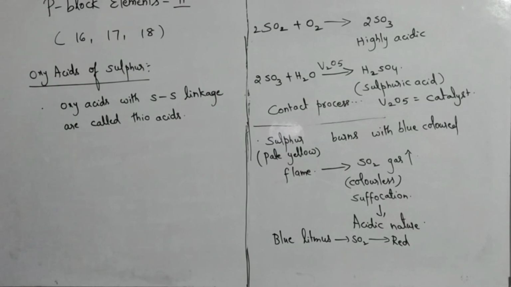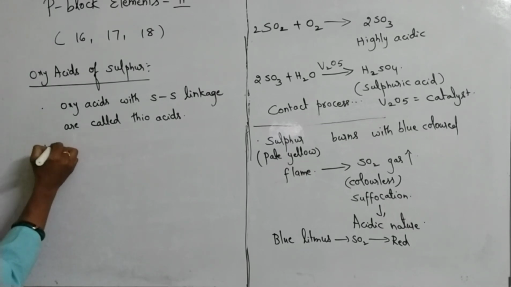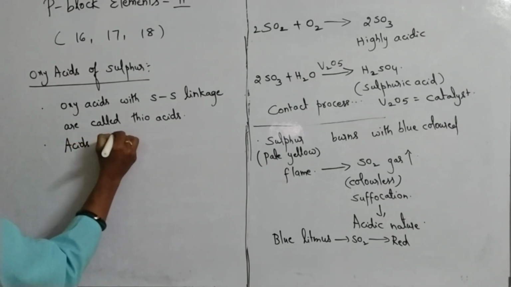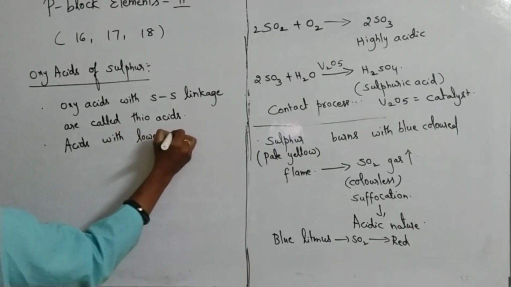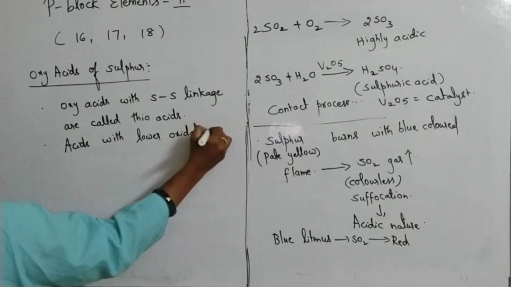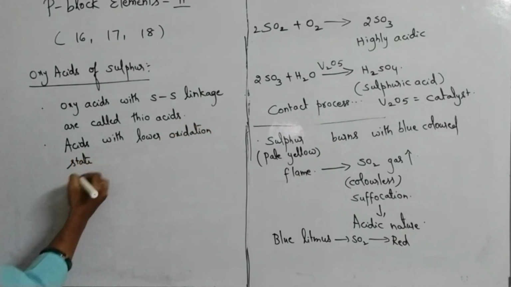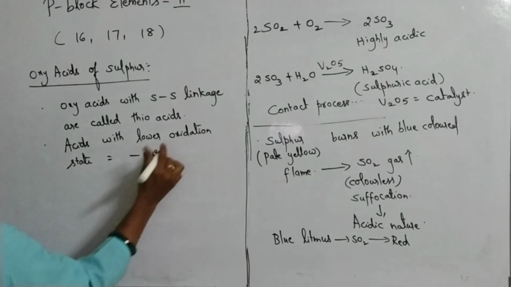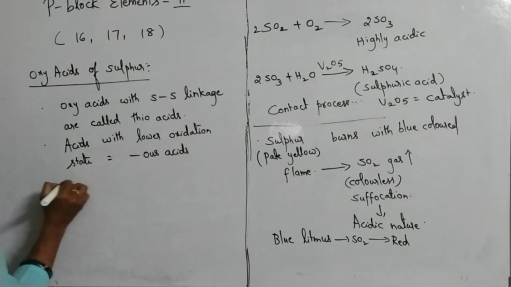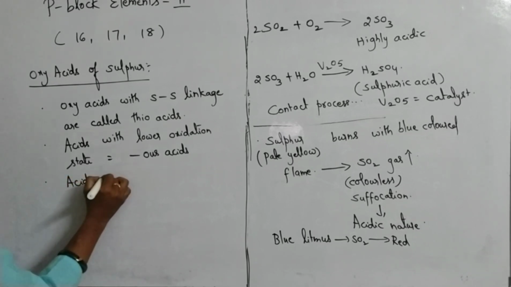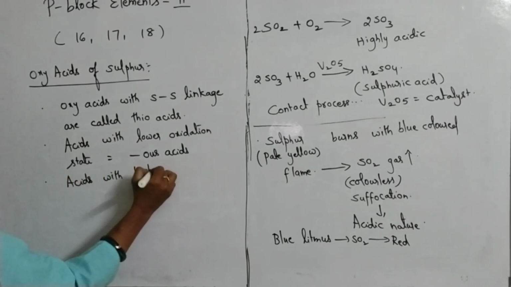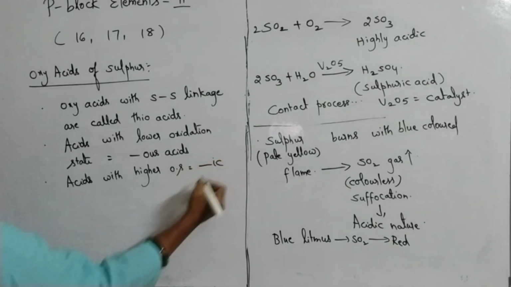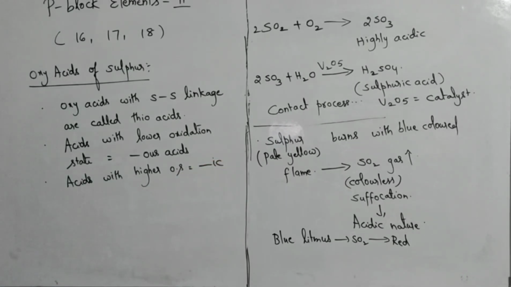Oxyacids with the lower oxidation state are generally termed as acids with the suffix -ous, that is, ous acids. Acids with the higher oxidation state are termed as ic acids. So let us learn examples.